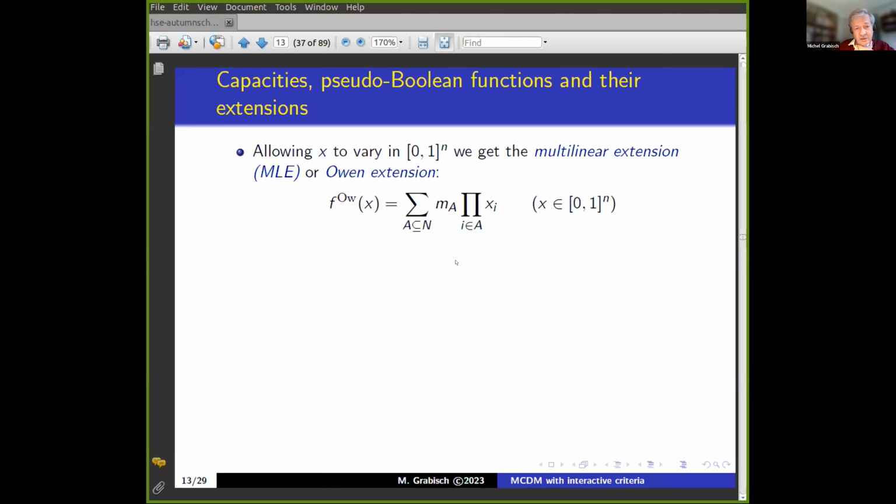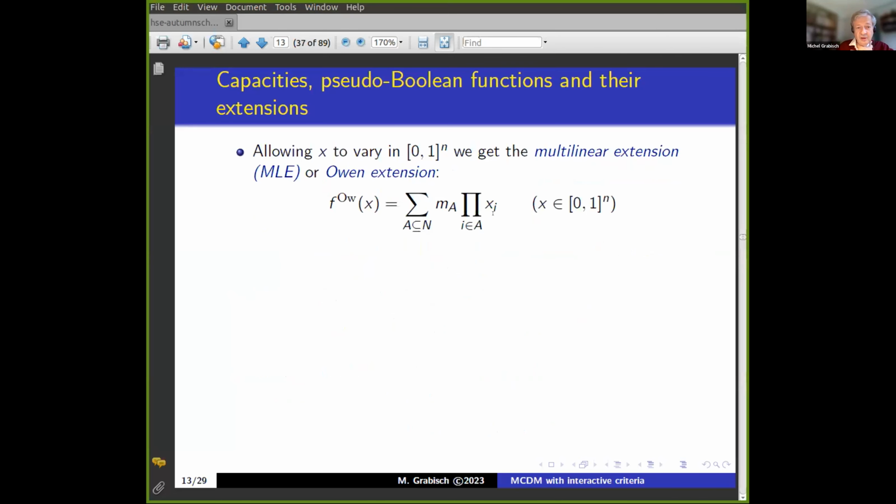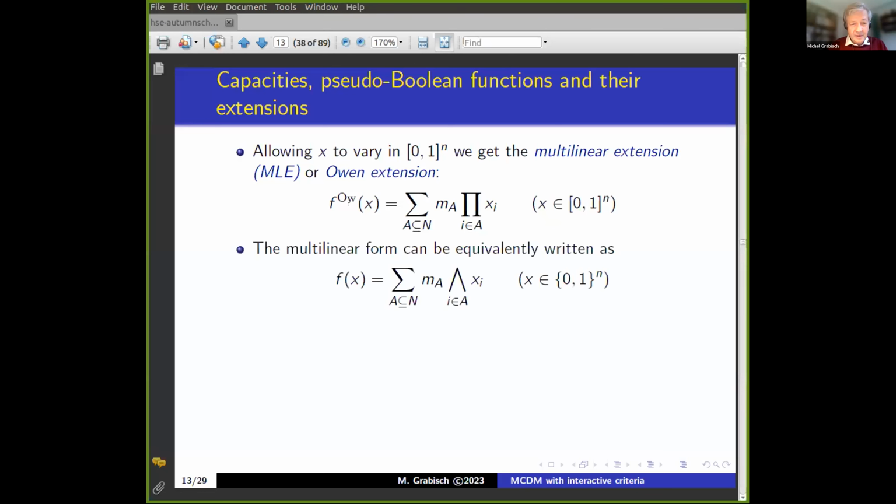So the first extension, if we compare with the previous expression, is exactly the same. I just replace X, which was only a vertex of the hypercube, by any point in the hypercube. And the definition absolutely makes sense. If you do this, what you obtain is called the multilinear extension, also proposed by Owen in game theory.